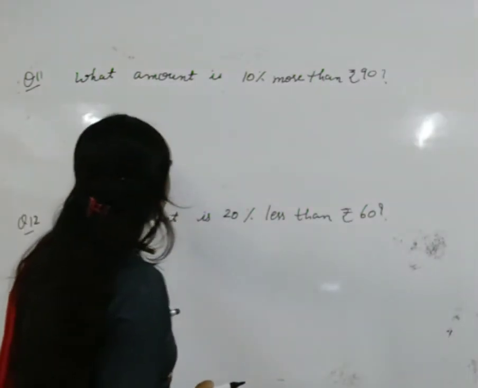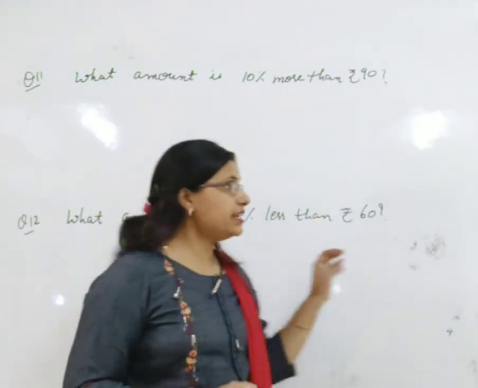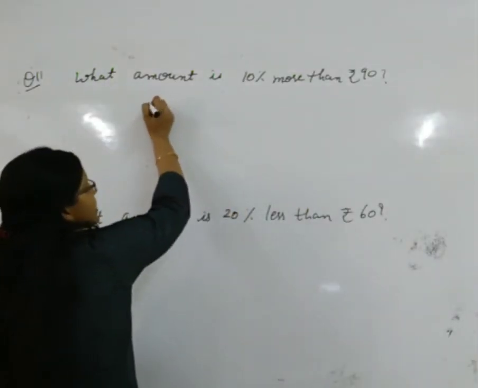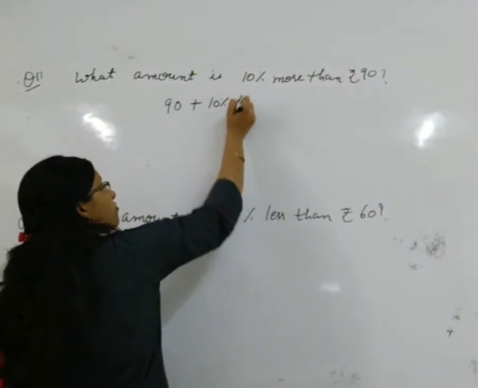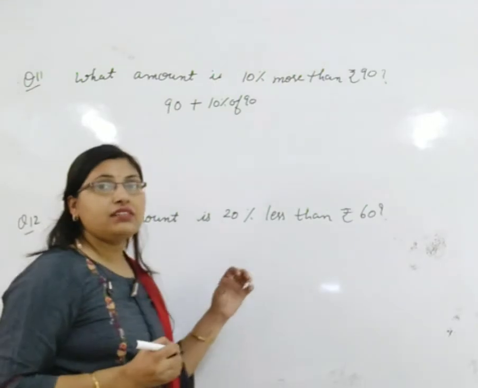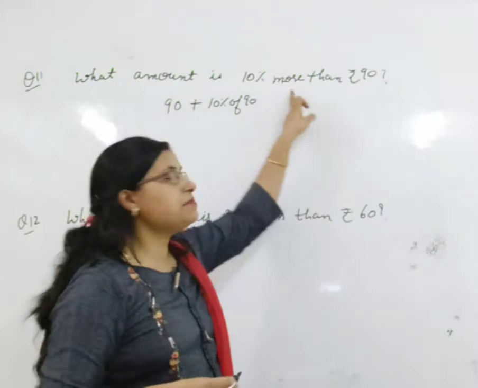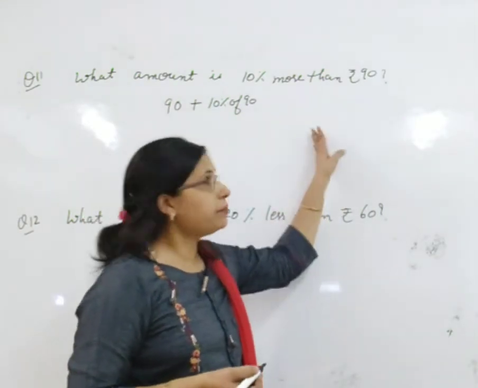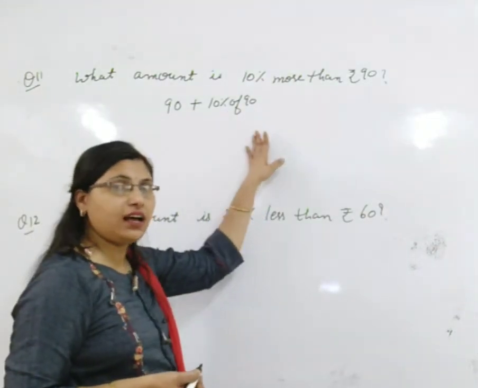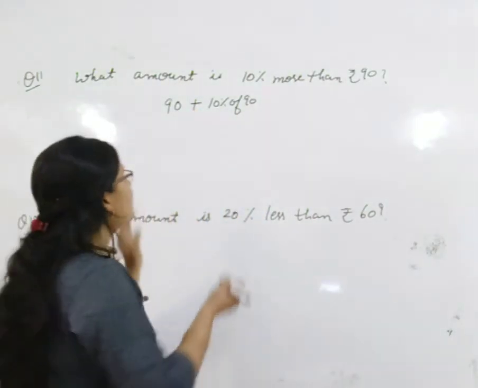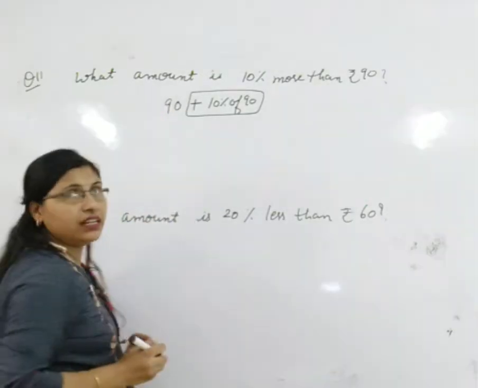Now what amount is 10% more than 90? Means the required number is 90 plus 10% of 90. Means there is which number which is more than 90, and how much it is more than 90? 10%. So 10% of what? 10% of 90. So we have to find out the 10% of 90, and then the answer we have to add in 90. So this part we will solve as it is, and the answer will be added with 90.